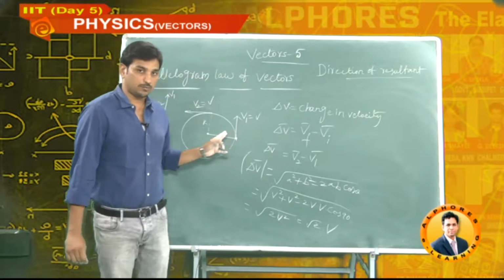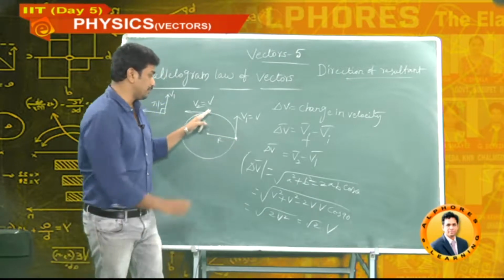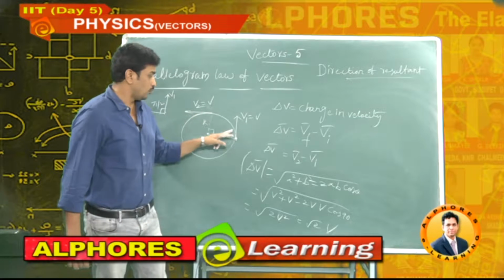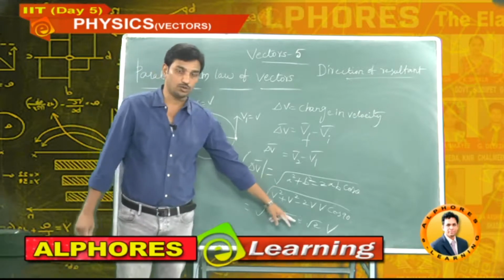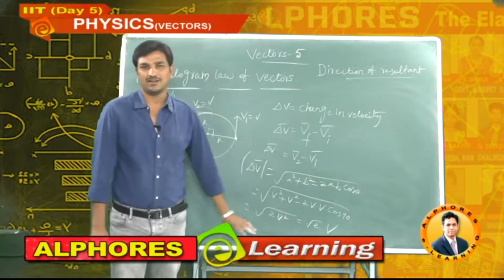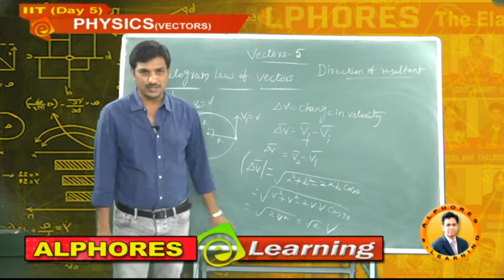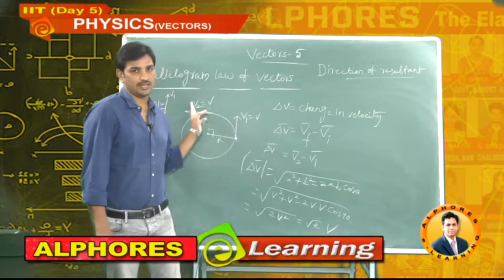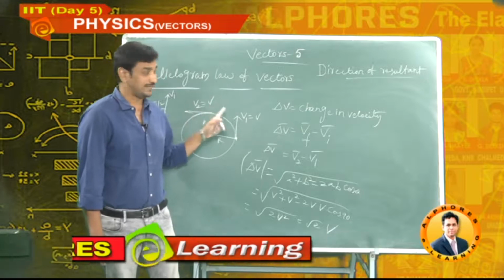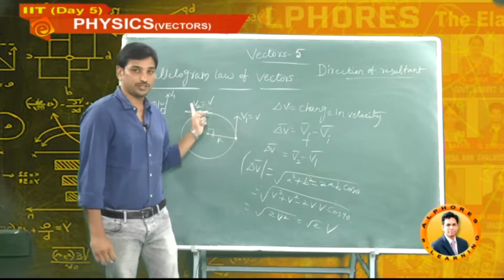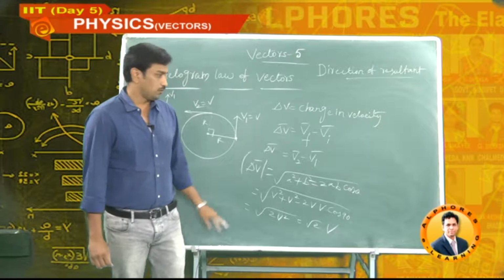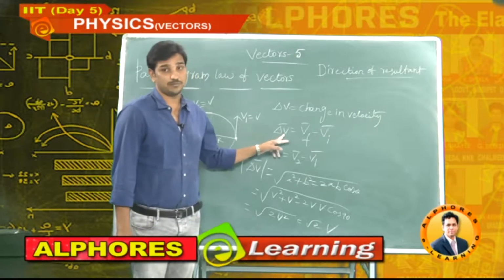In case of circular motion, the particle turned by 90 degrees. What is the change in velocity? Root 2v. How did I get it? Simple. I used the parallelogram law of vectors. Initial velocity v, final velocity v. What is the change? Direction changed. Due to the direction change, the vector changed. Now, here they are asking about the change.